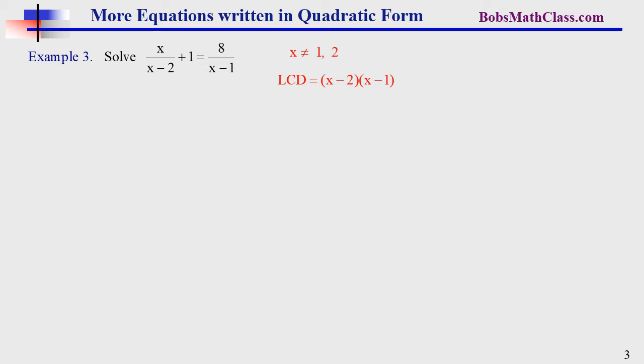Now we don't have to distribute first, we're going to cancel first. So I wrote the x minus 2, x minus 1 next to each fraction, even the 1. Right, 1 is a fraction, it's 1 over 1. Okay, now we can cancel. In the first fraction, the x minus 2's cancel. In the middle, nothing cancels. And on the right of the equal sign, the x minus 1's cancel.